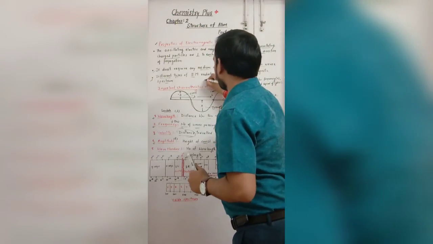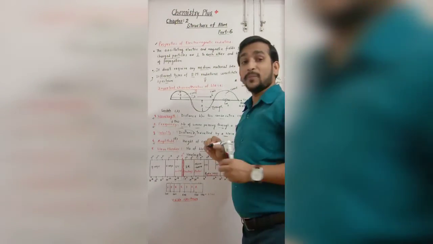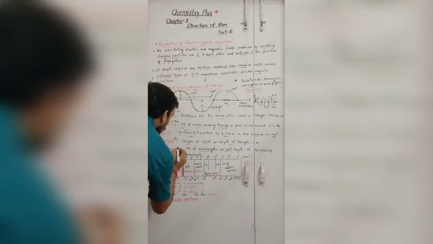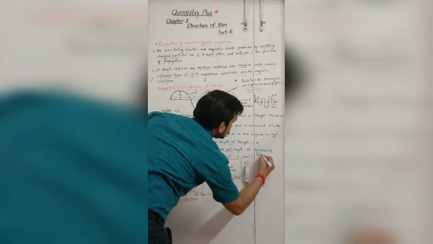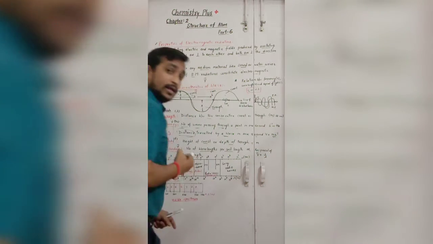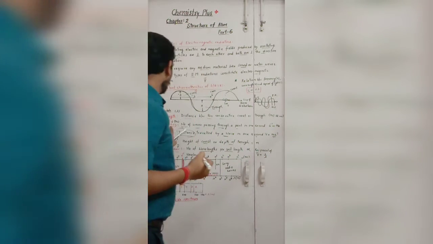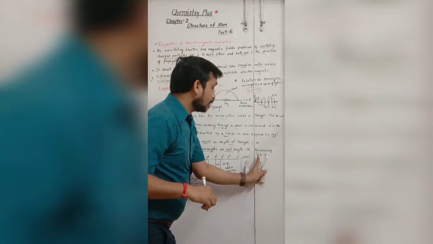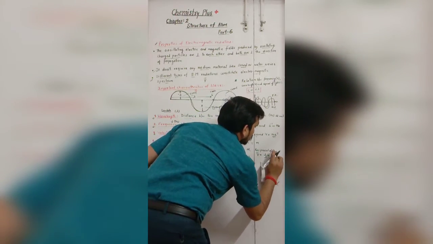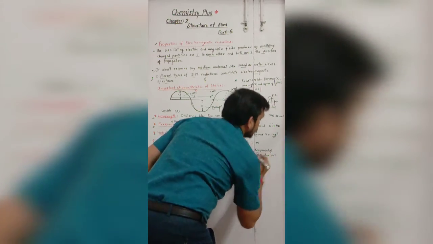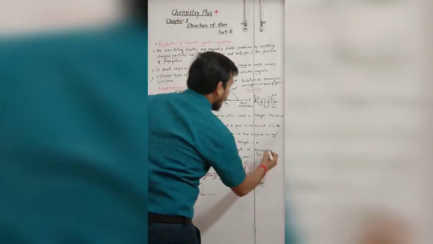The wave number is denoted as nu bar. It is the reciprocal of the wavelength, so nu bar equals 1 by lambda. As you know, lambda is the wavelength, and the wavelength unit is meter. So the SI unit of wave number is meter inverse, m^-1.